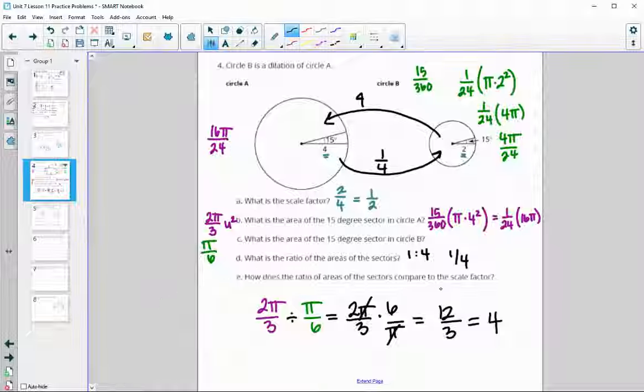So how does the ratio of the areas compare to the scale factor? So the scale factor is 1/2. So 1/4 is 1/2 squared. So it's your k squared value. It's your scale factor squared.